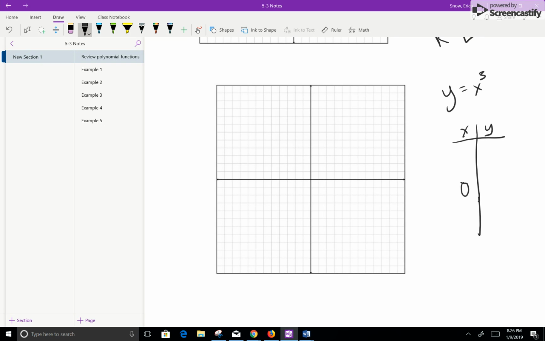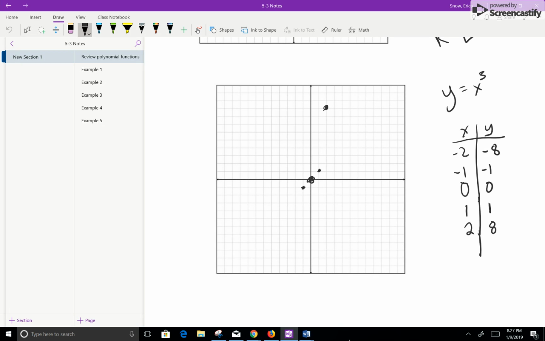I'm going to put 0 down here in the middle because it's important that we look at both sides of this. So when we plug in 0, we get 0. So it originates right here in the middle. When we plug in 1, we get 1 for y. But when we plug in -1, we get -1 for y. And then 2 gives 8 and -2 becomes -8. So that it actually has this nice little S shape to it. Well, sideways S.